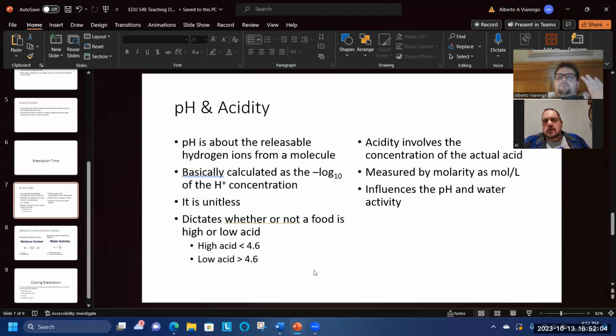Basically, you can calculate this at a basic level by taking the concentration, in moles per liter, of your hydrogen ions, your H plus ions, and then taking the negative log base 10 of them, and that gives you your pH, at least basically.